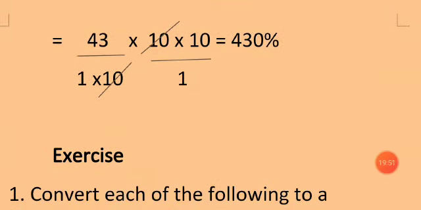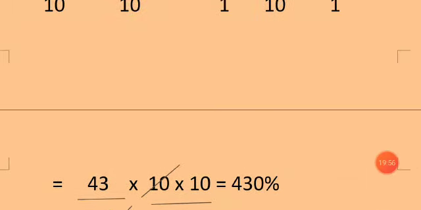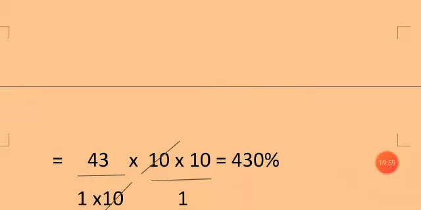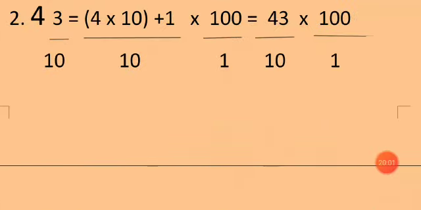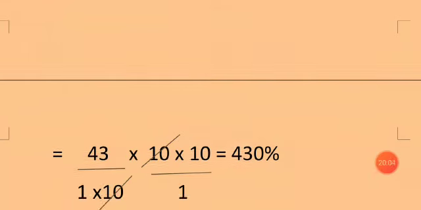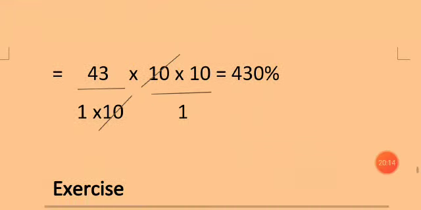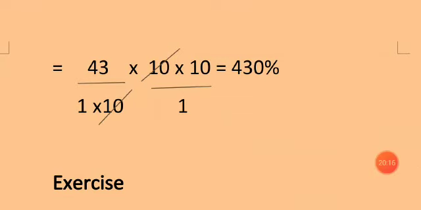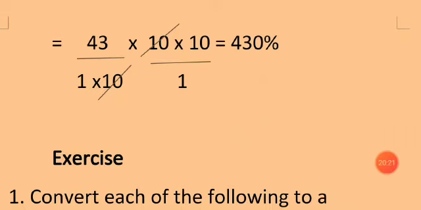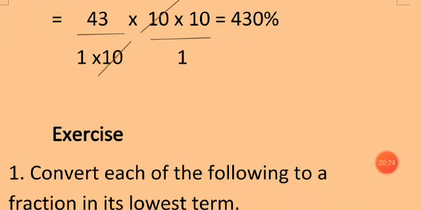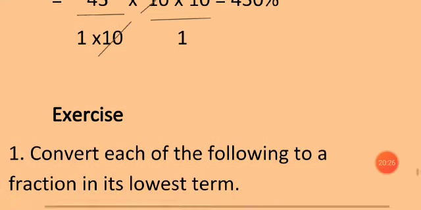10 is common to 10 and 100. So my 43 over 10 is presented as 43 over 1 times 10 times 100. My 100 is presented as 10 times 10, which is still 100. So 10 divides 10. At the numerator, I'm left with 43 times 10, which is 430%. At the denominator, I'm left with just 1 times 1. So I have 430% over 1, which is just 430%.